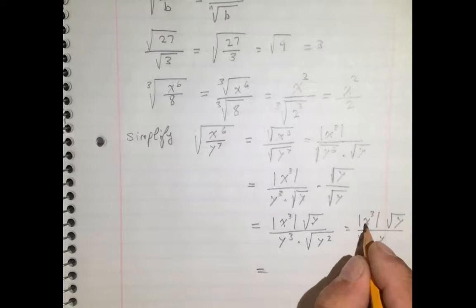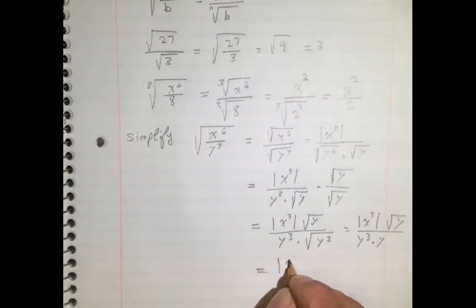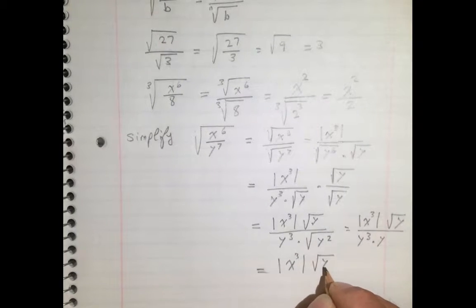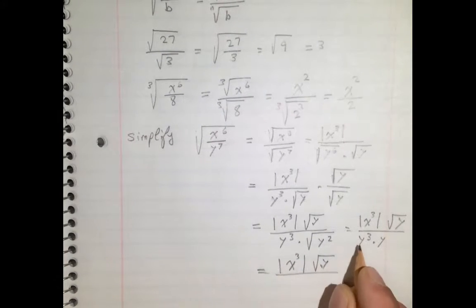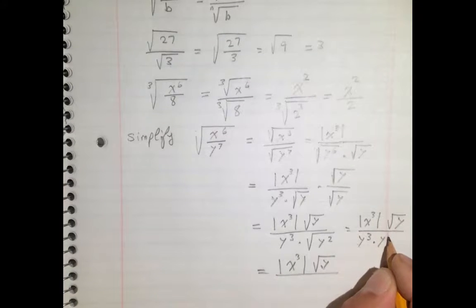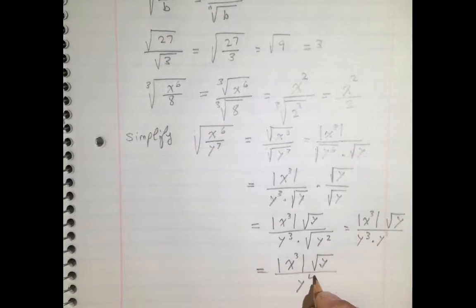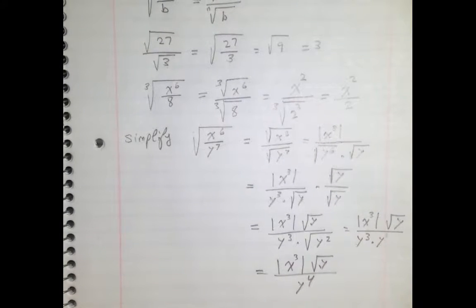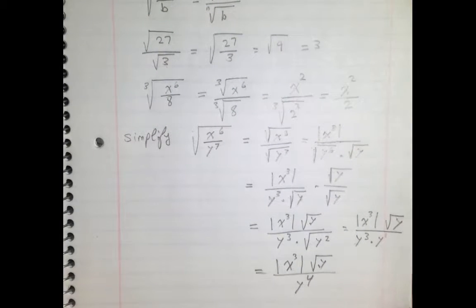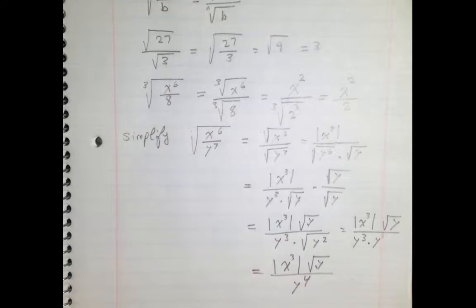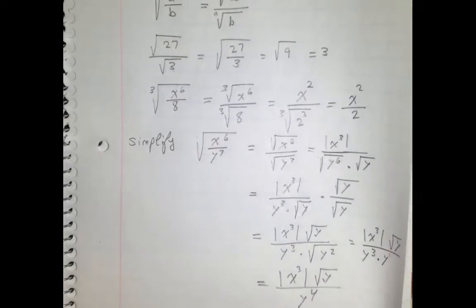So our final answer is absolute value of x power 3 multiplied by square root of y over y power 4, because there is an invisible 1 here, and when you multiply the same base you add the exponents, y power 4. Okay, so your final answer shouldn't have a radical in the denominator, which we were able to do that way. Now here's another example.